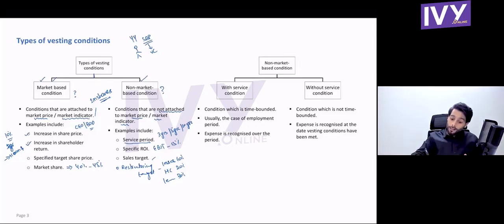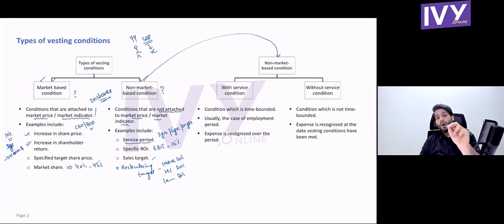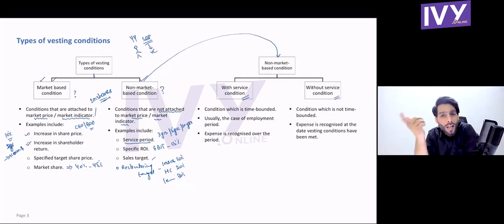And then there is further subclassification into non-market-based vesting conditions. There are two types of non-market-based vesting condition. Either there is a non-market-based vesting condition which is with service condition, or there is without service condition. You understand? A non-market based vesting condition can be a with service condition target or a without service condition target. Sir, what do you mean by with service condition or without service condition?